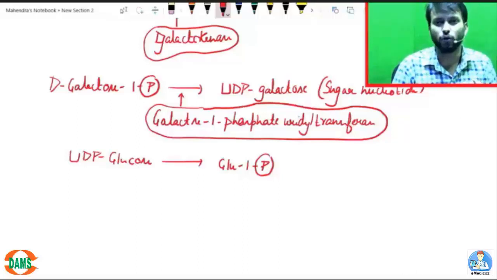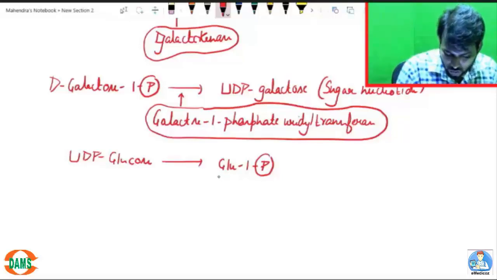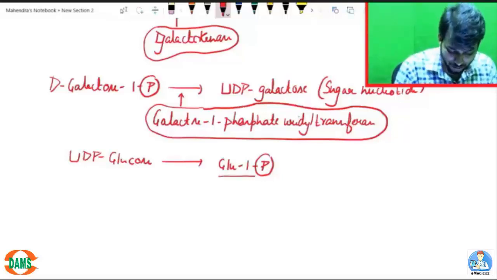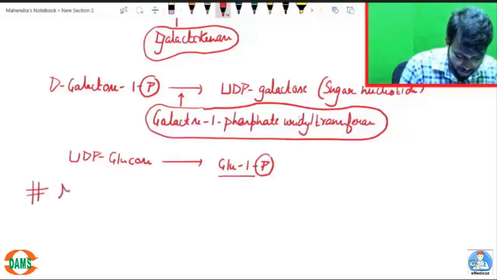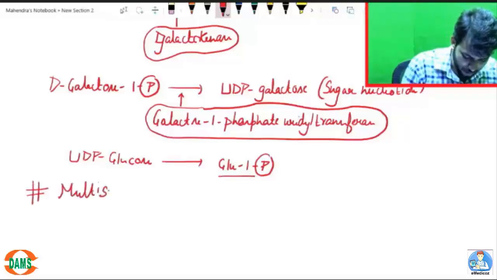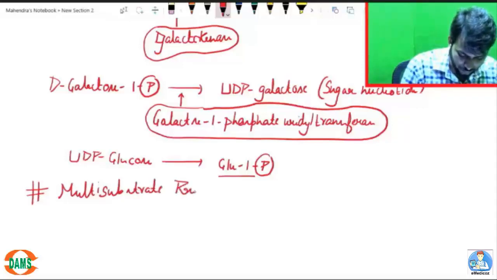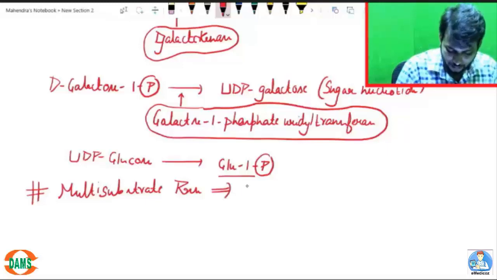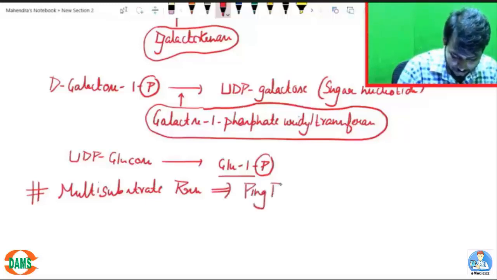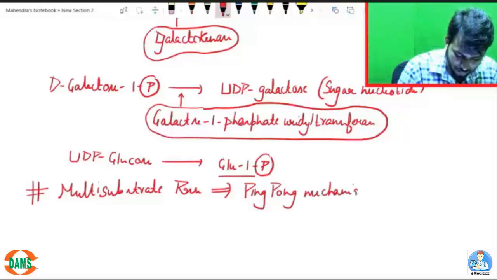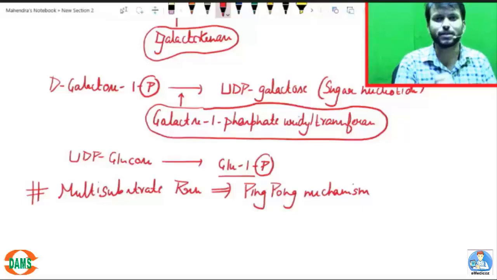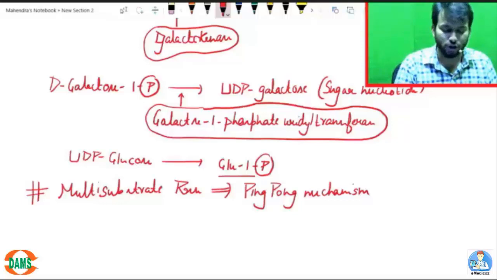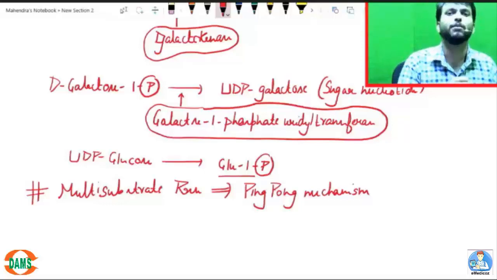so there is a conversion of UDP glucose to glucose 1-phosphate. Glucose 1-phosphate is a multi-substrate. We have to tell you that it's a multi-substrate reaction which can be done with the help of the ping pong mechanism, because the multiple substrates can enter into an enzyme complex or the enzyme crevices. So there is a conversion of crevices to the particular product.